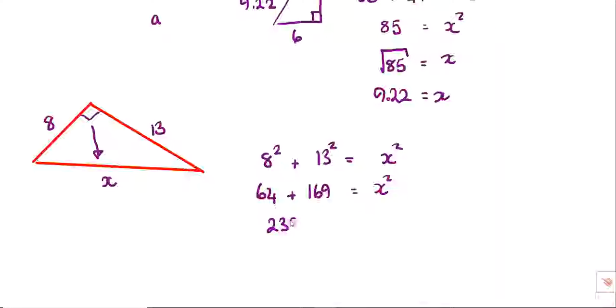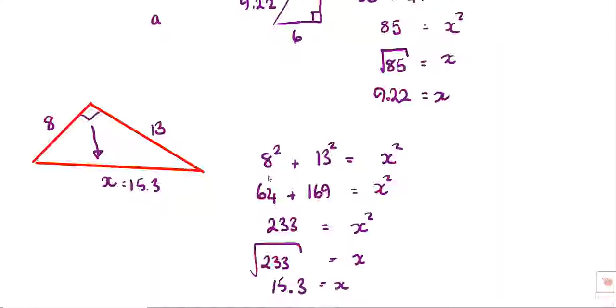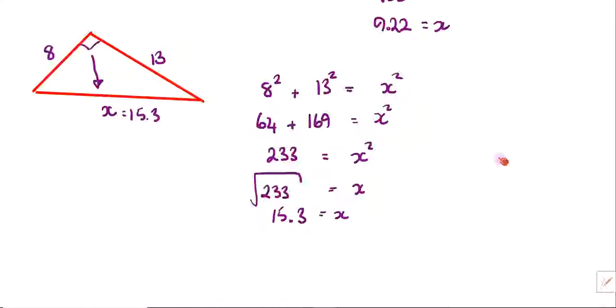233. Therefore, x is the square root of 233, which is 15.3. Do we just check? Do we think that's right? It should be the longest side, right? Because it's the hypotenuse, so it should be longer than either of the other two. Does that remind you of Pythagoras' theorem?